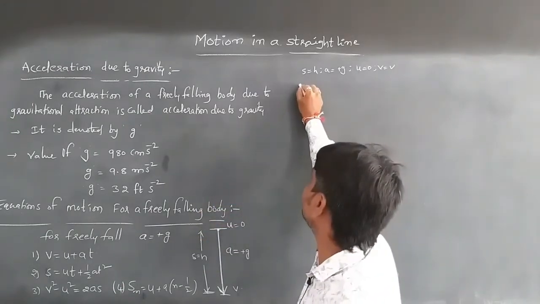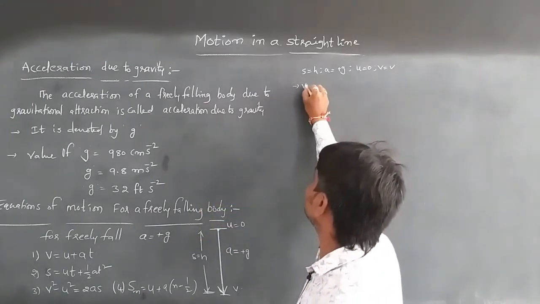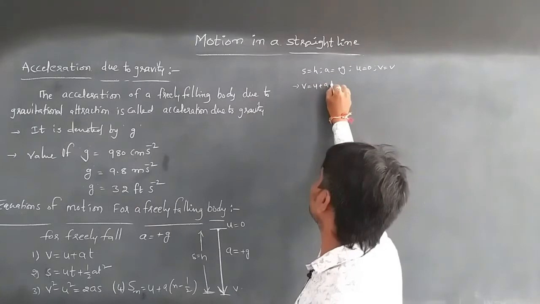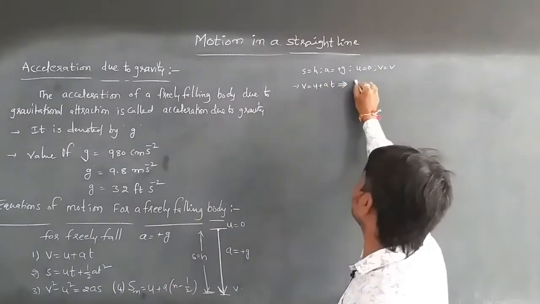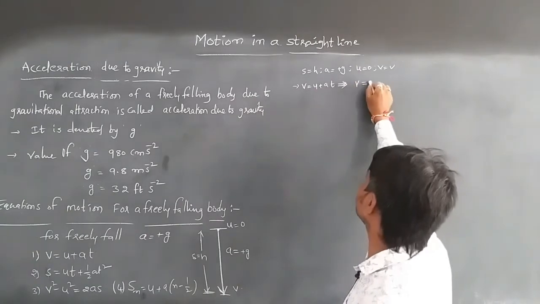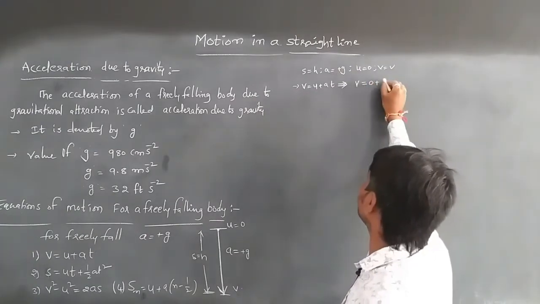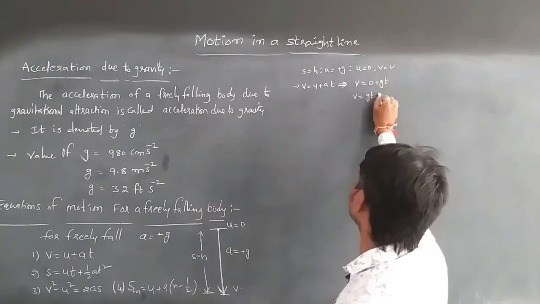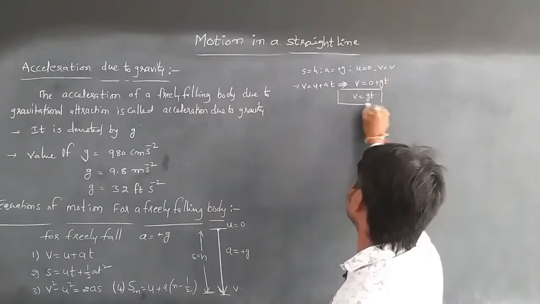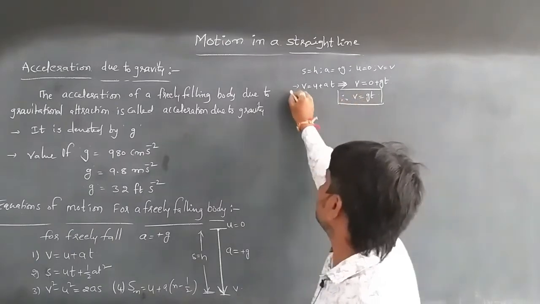The first equation, v is equal to u plus at, changes as v is equal to v, u is equal to 0, plus a is equal to plus g into t, meaning v is equal to gt is the first equation of motion.